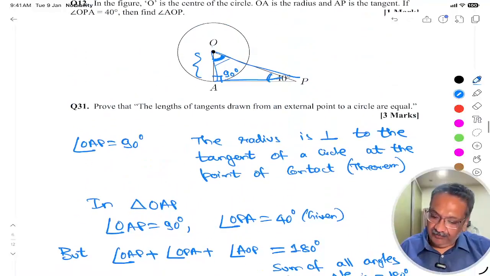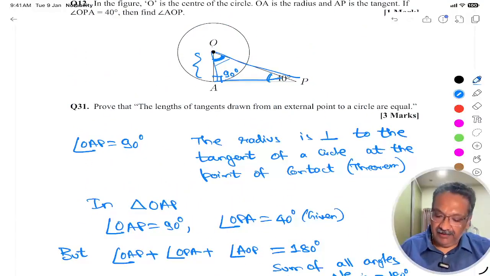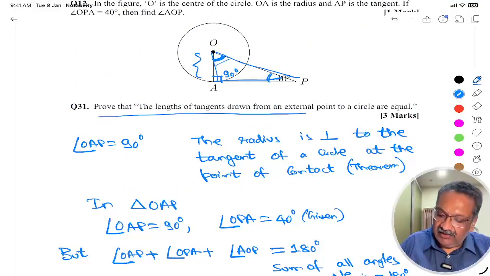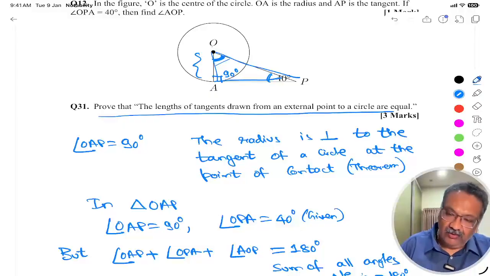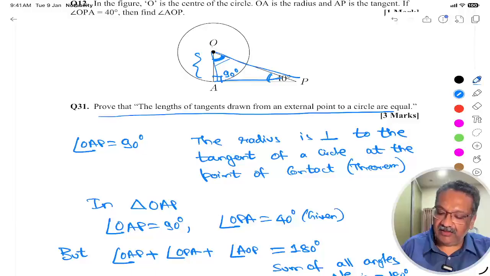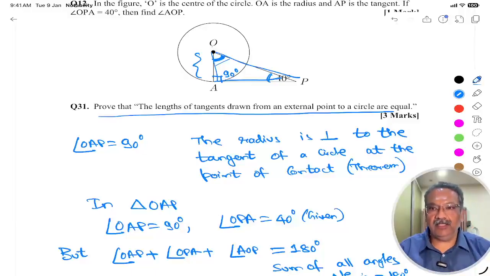Okay. Next 3-mark question is again repeated. Prove that the lengths of tangents drawn from an external point to a circle are equal. So you can say that one of these two theorems will come, especially this theorem. Lengths of tangents drawn from an external point to a circle are equal.